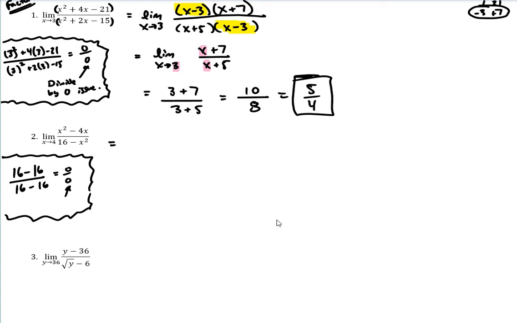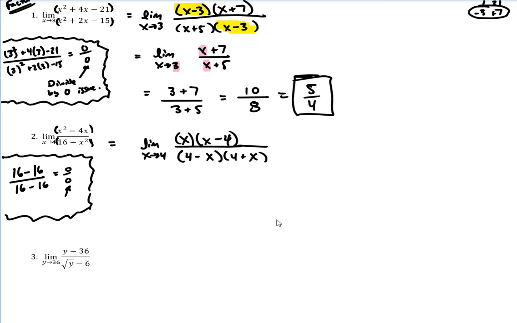Well, let's try factoring again. Since these are both polynomials, we can factor. So what we've got is still the limit as x goes to 4 of a fraction. X squared minus 4x has an x in common that we can take out, so it's x times x minus 4. And then this down below is the difference of squares. I know 4 times 4 is 16, so I can set this up as 4 minus something and then 4 plus something, because again, 4 times 4 is the 16 and x times x would be the x squared. So it's 4 minus x and 4 plus x.